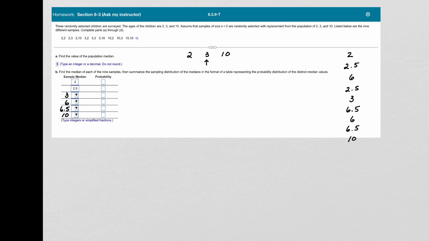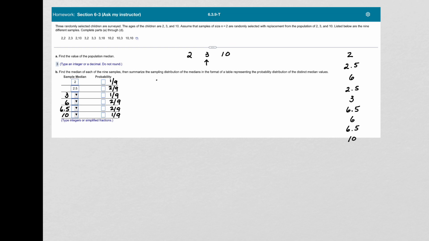Then we'll put in the probability of each of these. There are 9 values. The value 2 comes up once, so that's 1 out of 9. So that's our probability of getting a 2. For 2.5, there's 2 out of the 9. So that's going to be 2 over 9. And then we go through and do the same thing for each value. So 3 is going to be 1 out of 9. 6 is 2 out of 9. 6.5 is 2 out of 9. And then finally 10 is 1 out of 9.